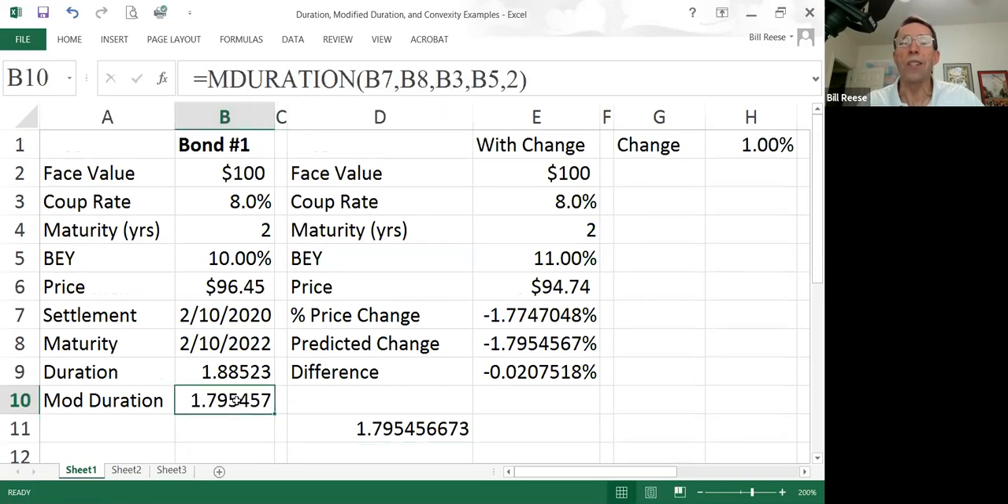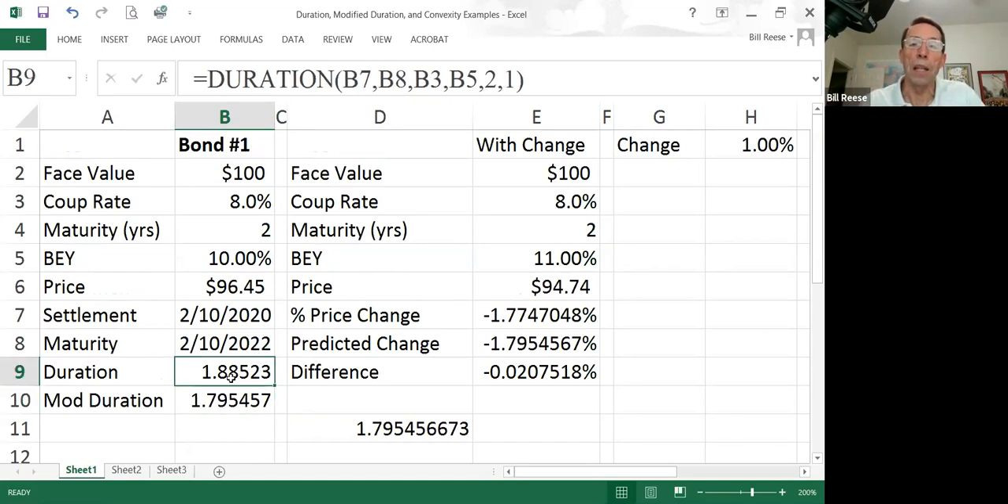But an easier way is, guess what? There's a modified duration function in Excel, MDURATION. And what does it ask for? It asks for the exact same arguments, the exact same information in the parentheses that duration does. Look, here's what duration wants: B7, B8, B3, B5, 2, and 1. And here is what modified duration wants: B7, B8, B3, B5, 2.